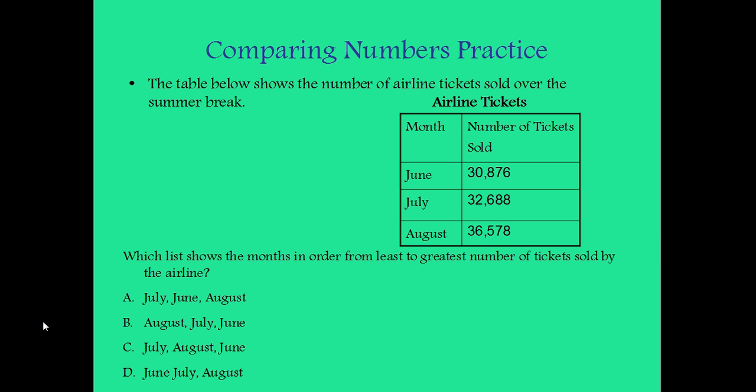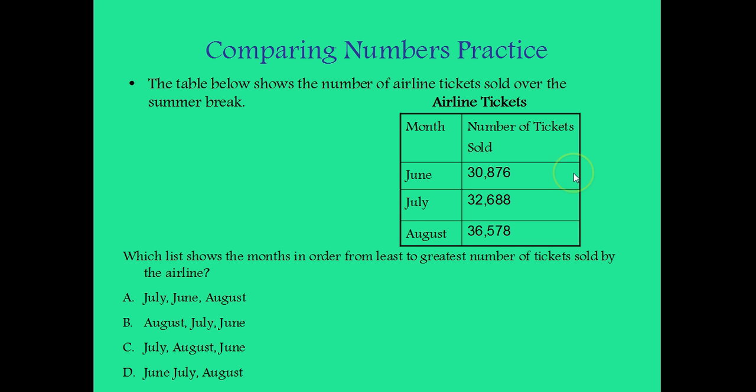Comparing numbers is the next topic. The next video is going to be comparing numbers, and I want you guys to do a quick problem to see how well you can do this. This table shows the number of airline tickets sold over summer break. Okay, so here's our table. The table heading is airline tickets. We have June, July, and August.